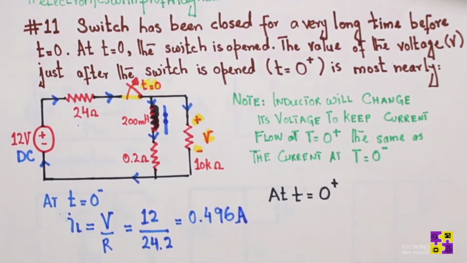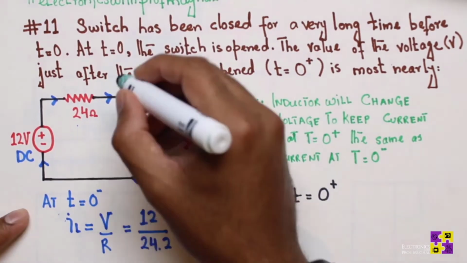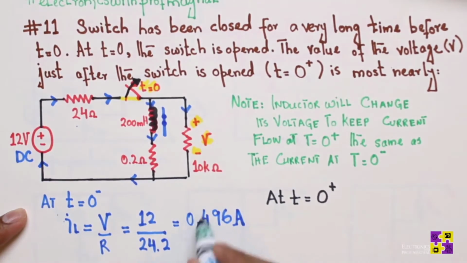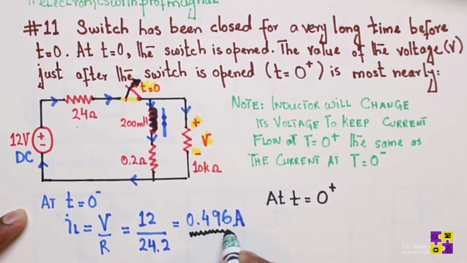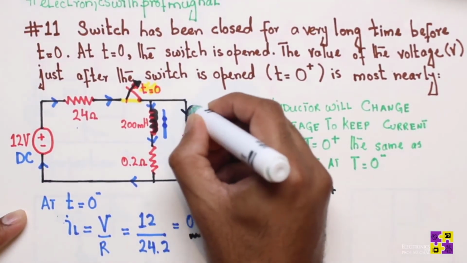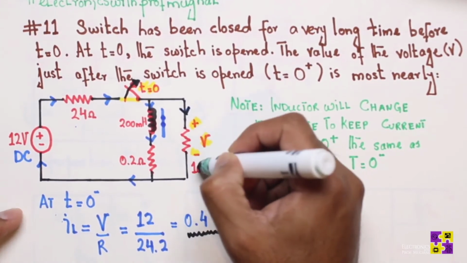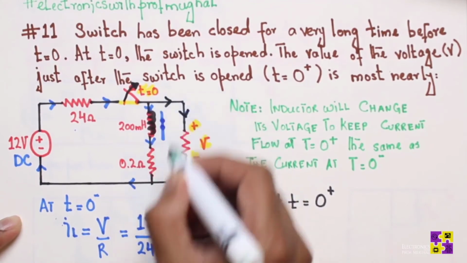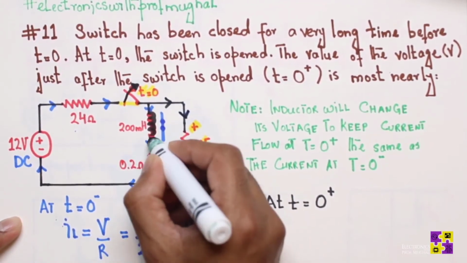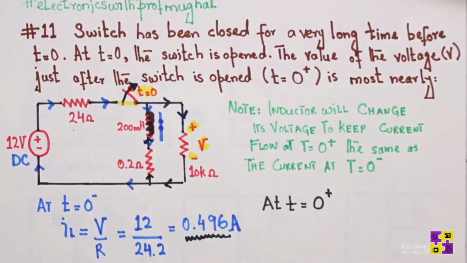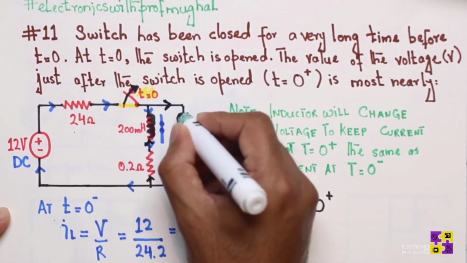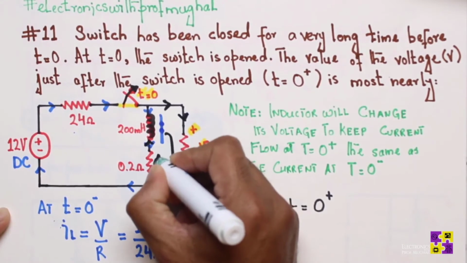Now let's move to t equals 0 plus, after the switch is open. Now the switch is open. Same current is going to flow across this 10 kilo ohm resistor, right? Now the current is going to go in this direction, because your inductor is now going to act as a source, right? So it's moving in this direction, correct?